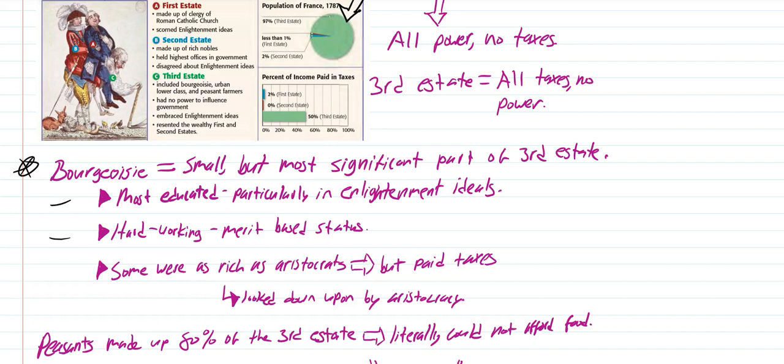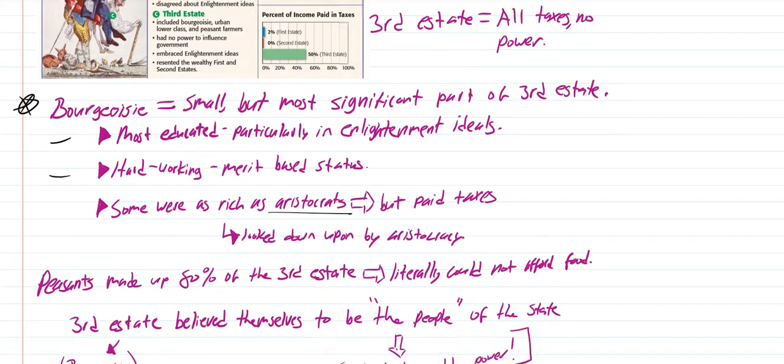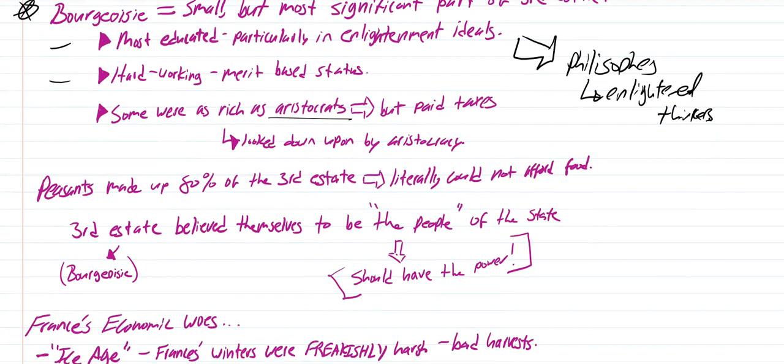And some of them were as rich as the aristocracy. In other words, they were as rich in some cases as some of these members of the second estate, but they still paid taxes, and it wasn't fair for them. And they were also looked down upon by the aristocracy. So when we think about the enlightened thinkers, the philosophers that we discussed in the last video, this right here is the class of people that they come from. Okay, so philosophers, and we're going to say enlightened thinkers, all came from the bourgeoisie, and so peasants still make up the vast majority of the third estate.